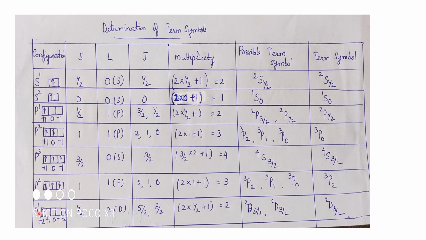d1 configuration, it is 1 electron in the d sublevel. Since there is 1 electron, the value of S is half. L is equal to 2. L equal to 2 represents D term. J values possible are 5 by 2, 3 by 2. Multiplicity is 2 into half plus 1 is 2. Possible term symbols are 2D 5 by 2, 2D 3 by 2. Since it is less than half filled, the term symbol is 2D 3 by 2.